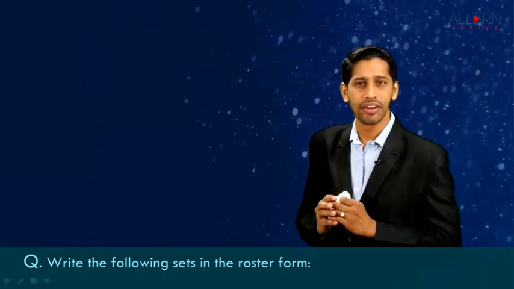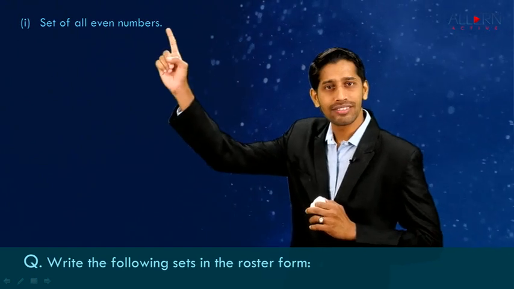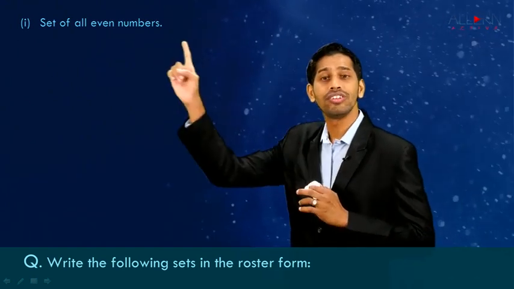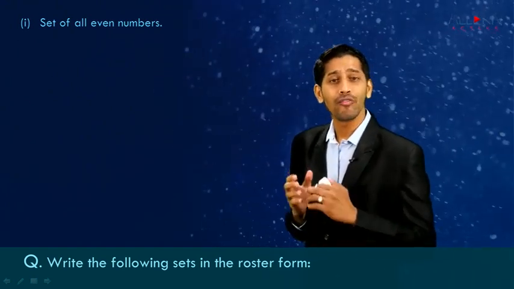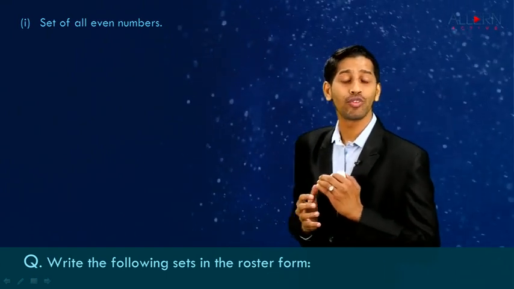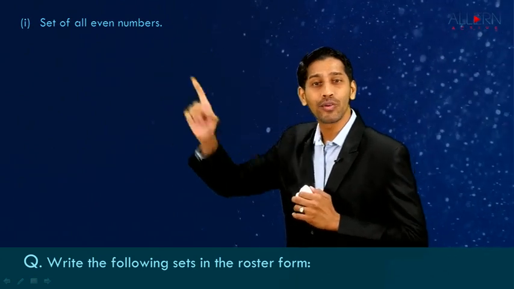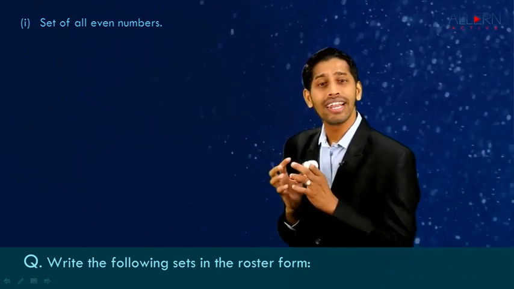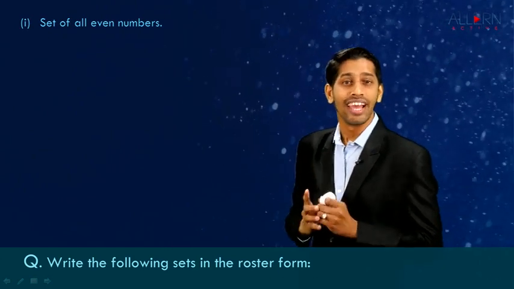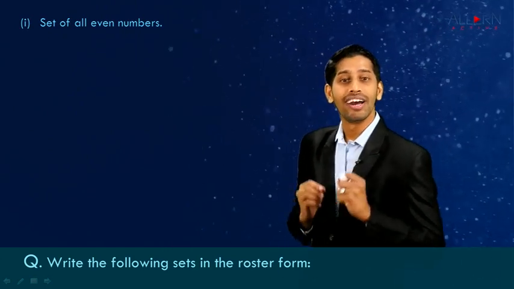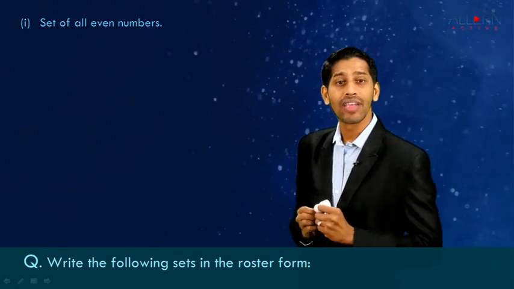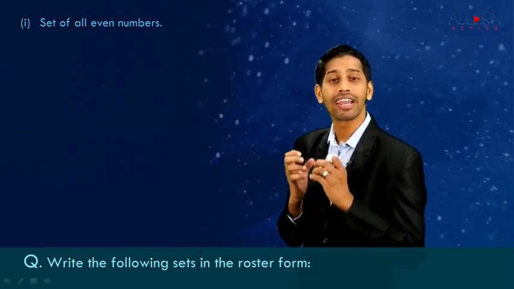Hi, let's take a very important question of this chapter. Write the following sets in the roster form. That means a question will be given to us, and we need to write this question in the roster form. Now we have already learned that roster form is also called a listing method. That means for this particular question, we need to just create a list of all the elements separated by commas, written in a curly bracket, and we have to assign it a capital letter.